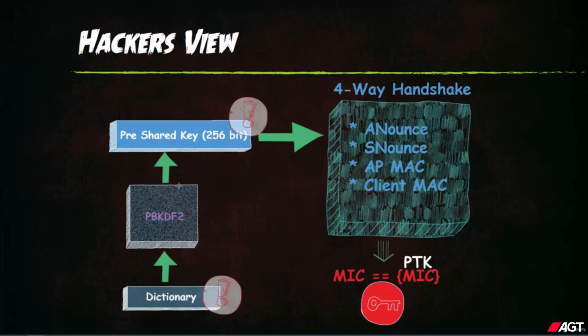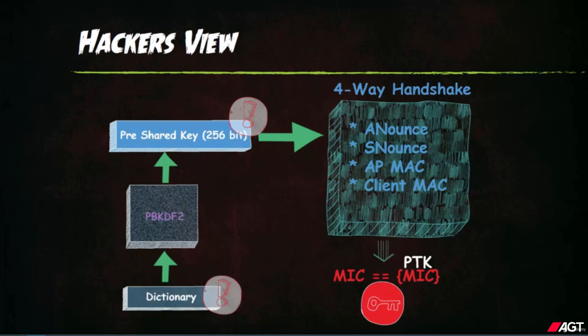So based on a dictionary attack, the hacker generates a pre-shared key. Right now, notice the hacker does not know the actual pre-shared key. He has just generated a pre-shared key which could be the right one or a wrong one, and based on this pre-shared key the PTK is generated. The A nonce, S nonce, AP MAC address and client MAC address are already known to the hacker, and the pre-shared key is generated from the dictionary.